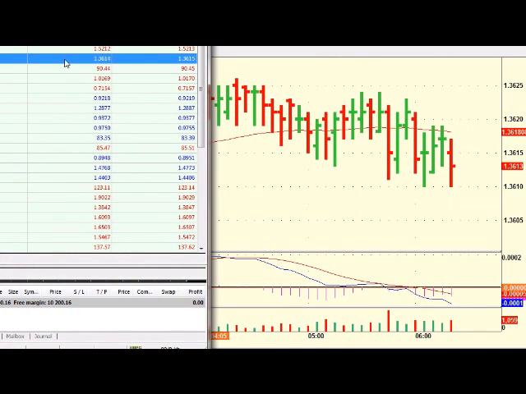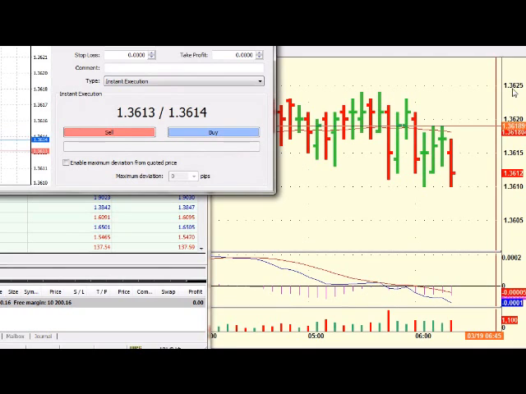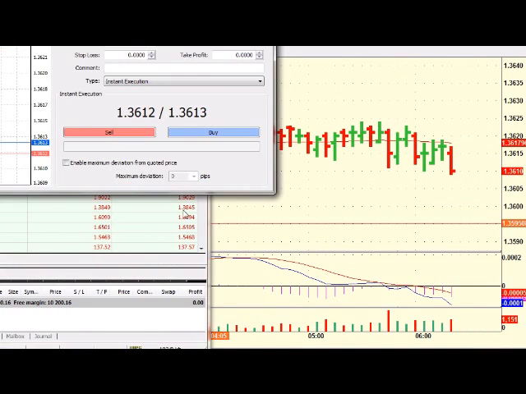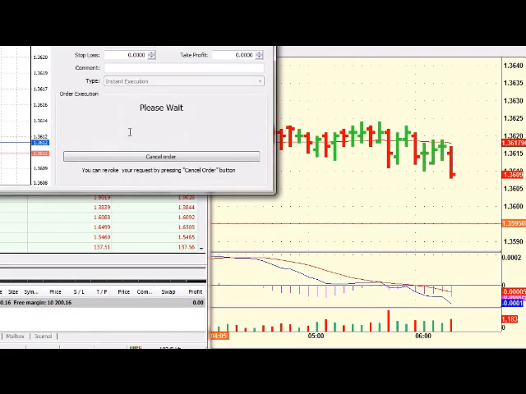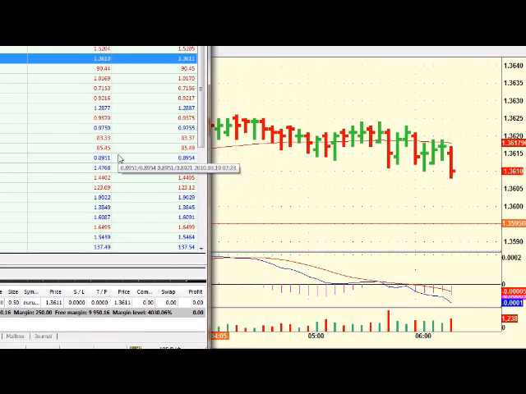So what I want to do is I'm going to open a ticket here for EURUSD, and I'm going to enter a short trade. Right, sell. There we go, we're in. And now we just have to wait and see what it does.